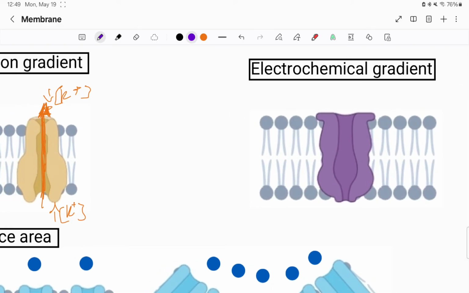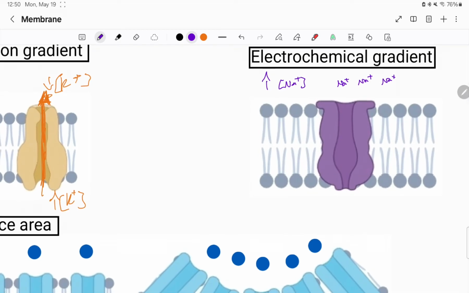Let's take this example. We'd say that sodium is high outside of the cell, correct? Sodium is high outside of the cell. So let's say there's 1 sodium here, 2 sodium here, 3 sodium here, okay? But the inside of the cell is low in sodium. What does this mean? This means that the outside of the cell is more positive relative to the inside of the cell.